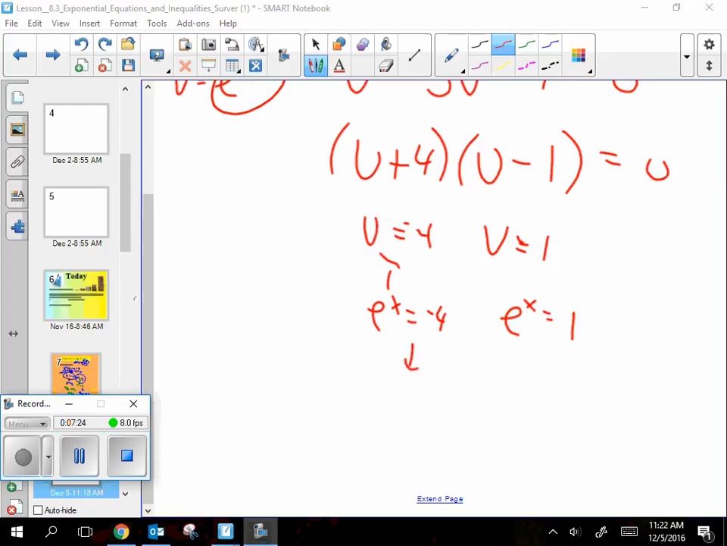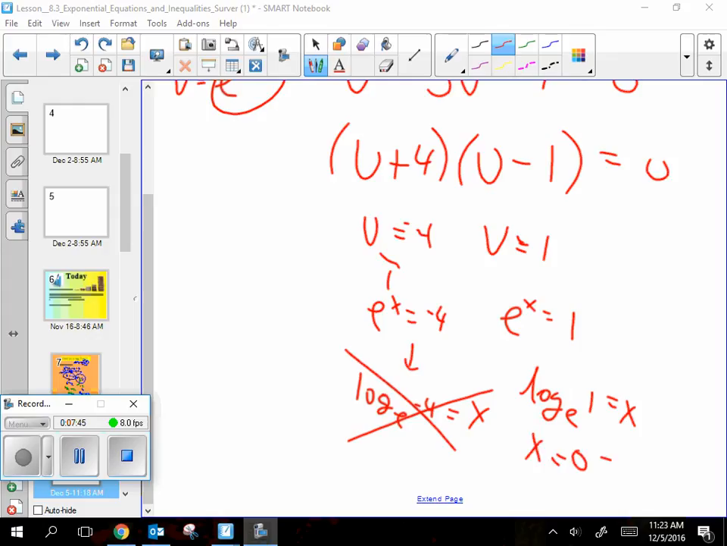This one simplifies down to impossible. How many of you got no solution on that side? Awesome. Because log base e of negative 4 doesn't work. And this side, log base e of 1 equals x. And how many of you took the last step to know that you won the argument and you have x equals 0 as your answer? Good. That's what you should have said.